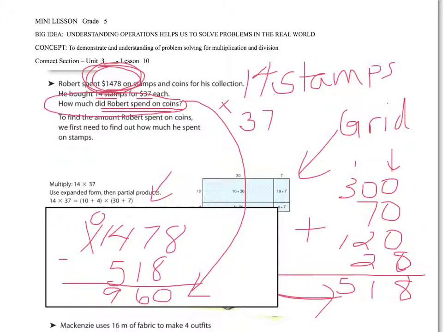Note, sometimes you have to do 2 steps to be able to figure out your final answer. So make sure after you've done your first step that you go back and look at that problem and say, okay, did I answer that actual question? If I know he had 14 stamps for $37 each, so on stamps he has $518. Let's go back. How much money did he spend on coins? Oh, shucks. That wasn't what I wanted to find out. What else do I need to do to figure it out? Make sure you go back and look at those questions carefully.